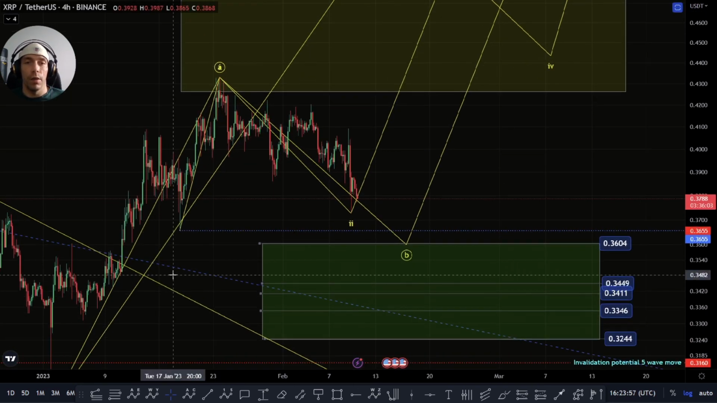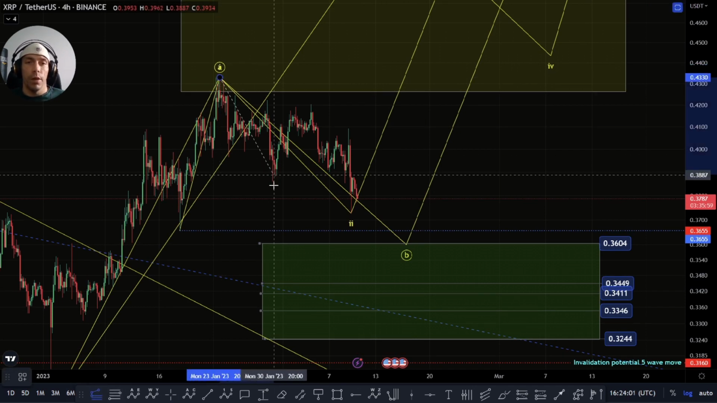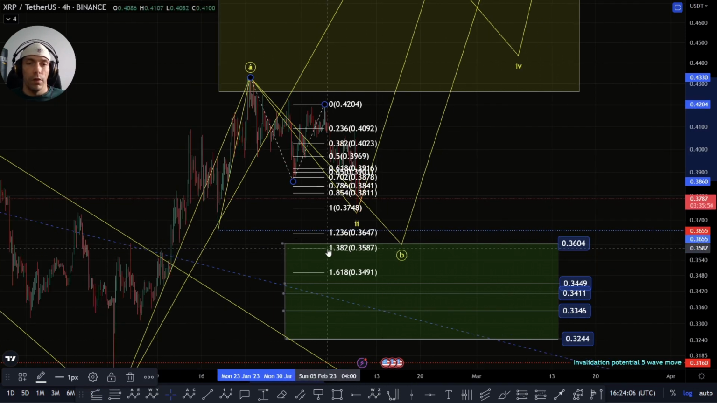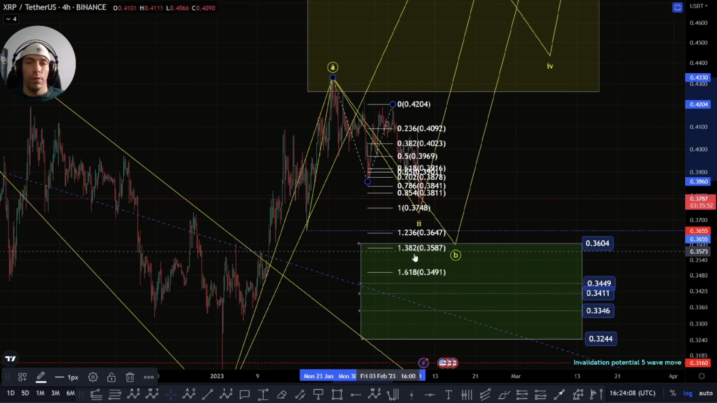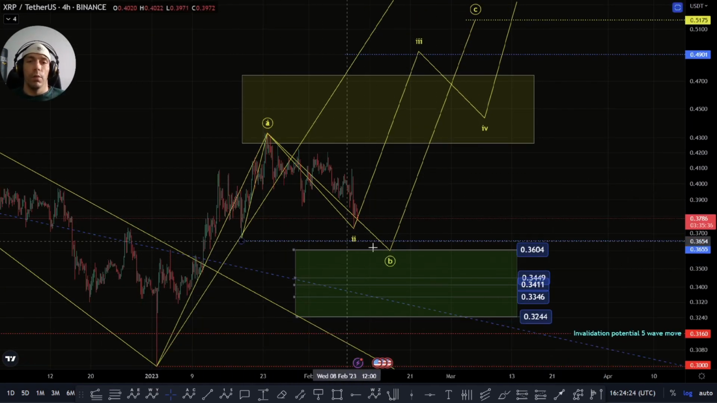Like I said, it has come to that 1-to-1 if we're looking at it just simply as a corrective structure. And that other zone that could be interesting is this 381, 382, which would be right in this zone here. But effectively, if we start to come down below this 1618, it starts to become less likely that this is just a corrective structure and would potentially indicate that we have some extension within the moves to the downside. So this is basically what I'm currently looking at.